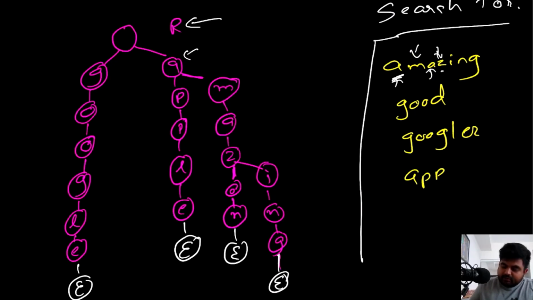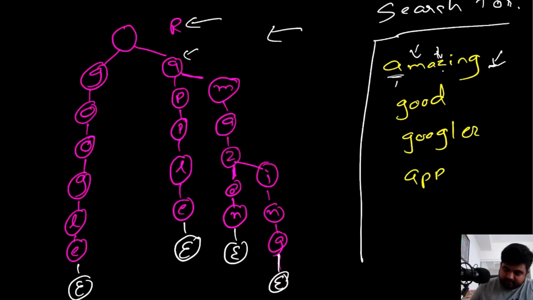If we are able to complete this entire word without this try breaking or not able to find the children, if we reach the end, we can conclude that this word exists. If we cannot come to the end, we will conclude that this word does not exist. So first of all, let's try to see in this example.